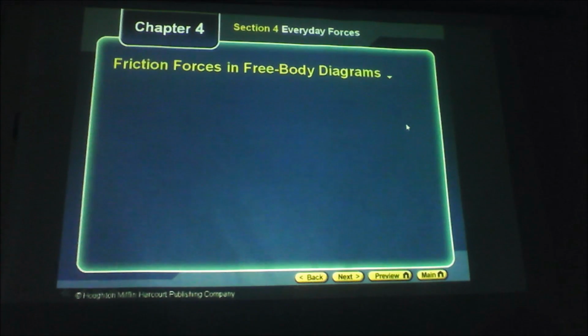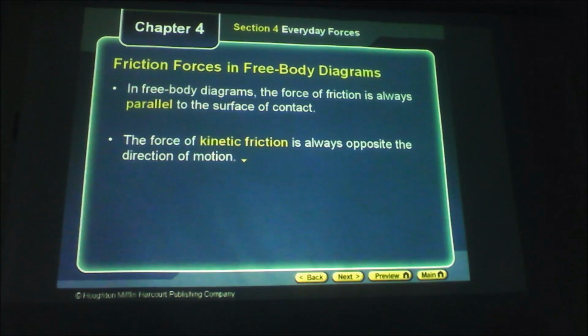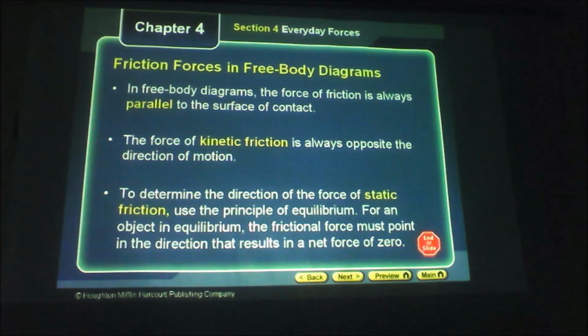Right, so now let's talk about friction forces in free body diagrams. How would we show those? In free body diagrams, the force of friction is always parallel to the surface of contact. So the force of kinetic friction is always opposite of the direction of motion. To determine the direction of the force of static friction, we'll use the principle of equilibrium. So for an object in equilibrium, the friction force must point in the direction that results in a net force of 0.